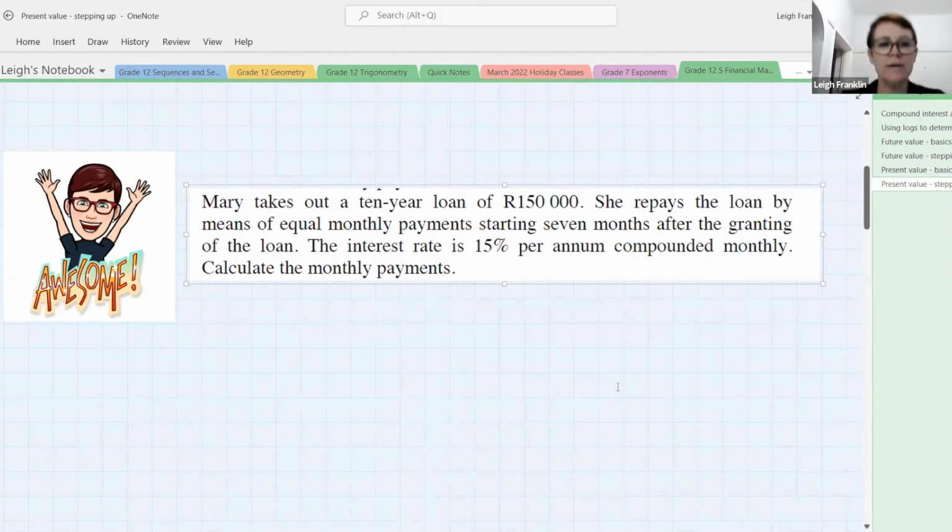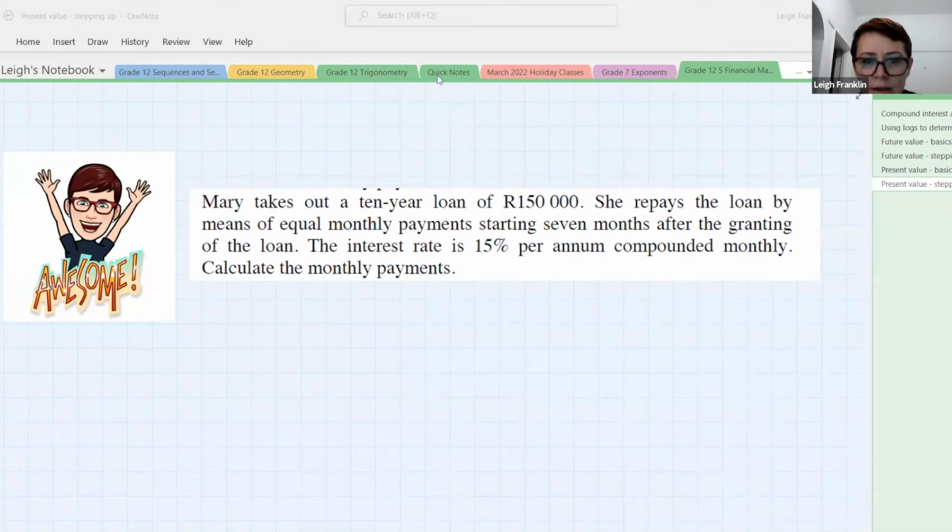Okay, so Mary takes out a 10-year loan of 150 Rand. She repays the loan by means of equal monthly repayments starting 7 months after the granting of the loan. The interest rate is 15% per annum, compounded monthly. Calculate the monthly payments. Now, this question is not as straightforward as it seems.